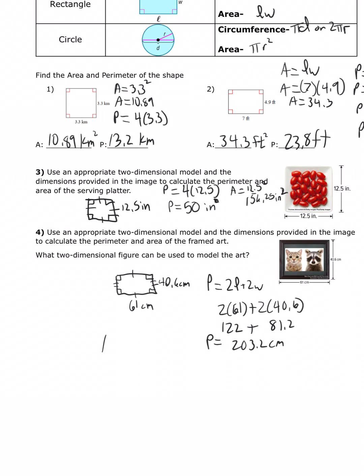Now the area is going to be length times width. So that's going to be 61 times 40.6.